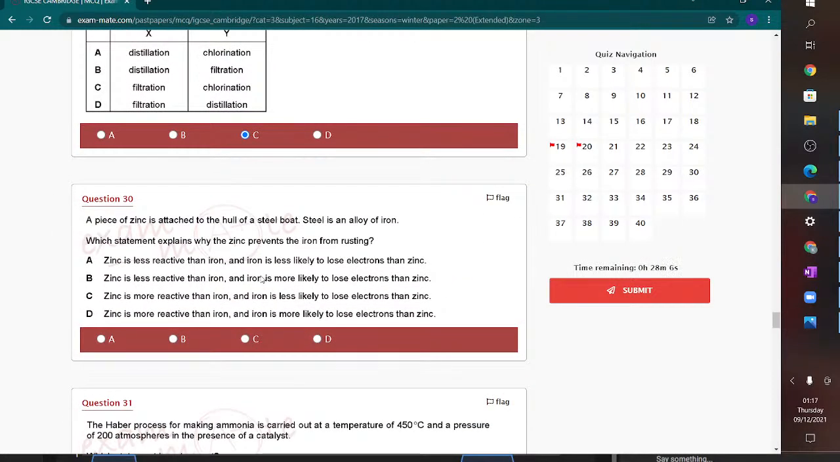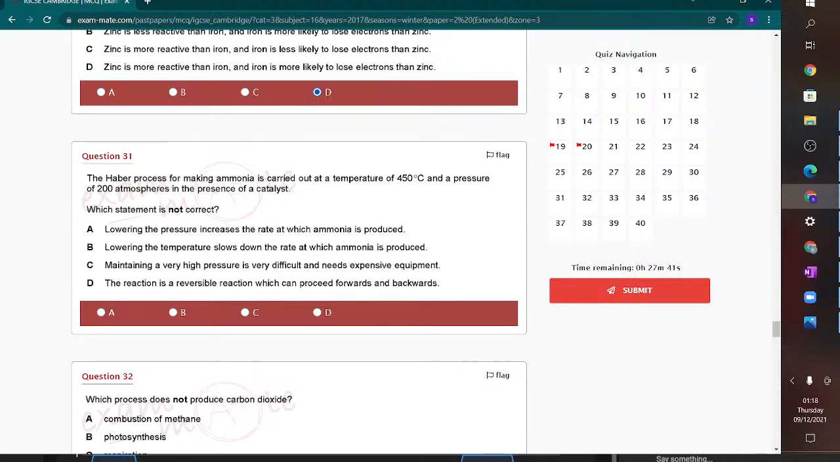A piece of zinc is attached to the hull of a steel boat. Steel is an alloy of iron. Which statement explains why the zinc prevents iron from rusting? Zinc is more reactive than iron and more likely to lose electrons, because the more reactive the element, the more it likes to stay as ions. So to stay as ions, it must lose electrons.